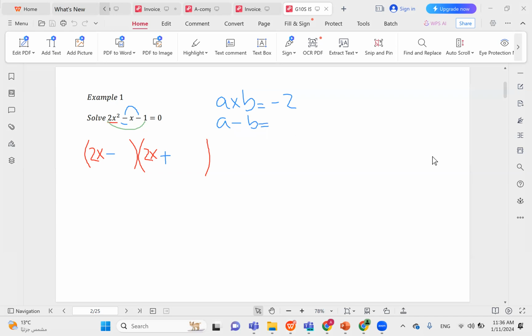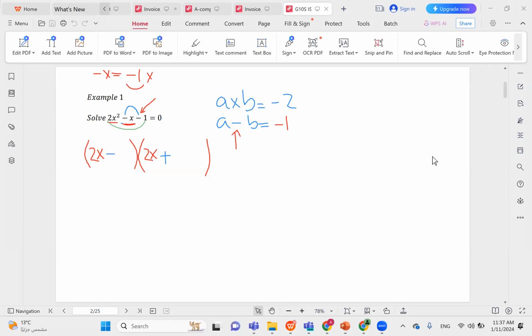The middle number here, you might think to yourself, there is no middle number, but there actually is, because negative x is the same as negative 1x. So the middle number here is -1. And I used subtraction because I already know that they're going to have opposite signs, because we already put opposite signs in the brackets. Or you can just think to yourself, since the second sign here is negative, then we use subtraction. If the second sign is positive, then we use addition.